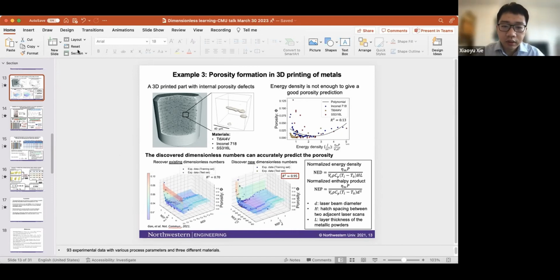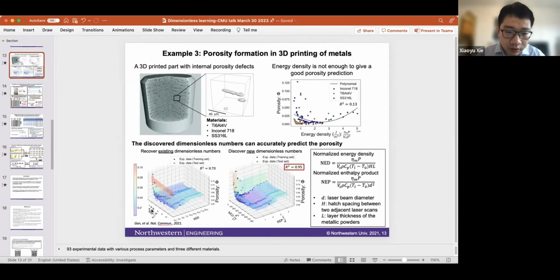Okay, sure. This is a great question. You can see from this paper, this part is NEP times H over D, and here is NED, and we just multiply the NED by a non-dimensionalized length, like D over L. Basically, we can find the performance can be improved. This is searched from our pattern search approach, and this optimizes the results. So the key idea is by modifying the existing dimensionless numbers with a simple non-dimensional length, we can actually improve the performance.